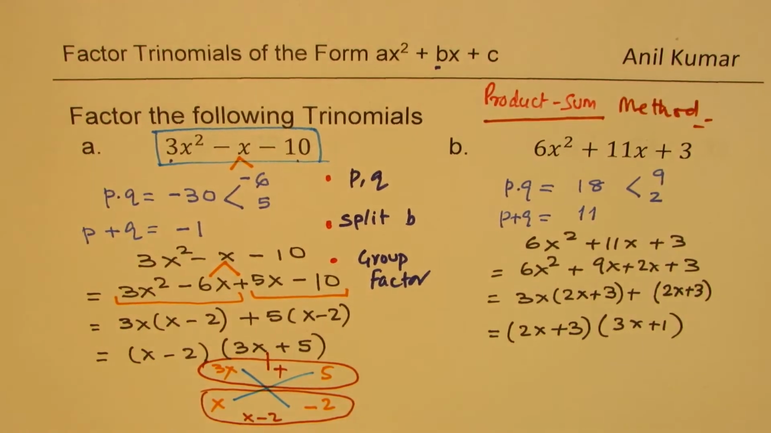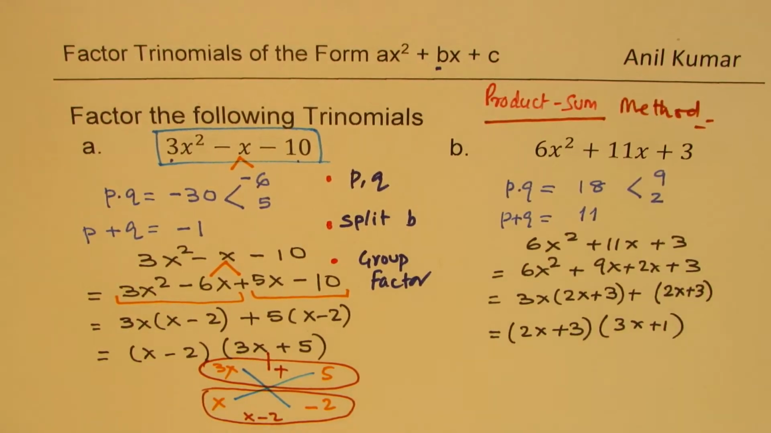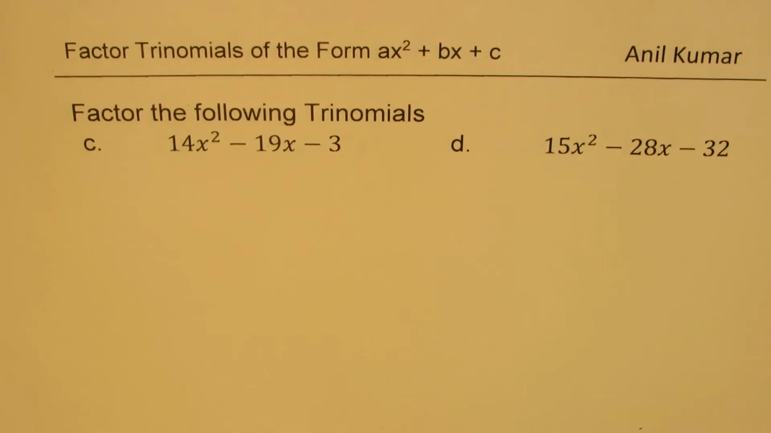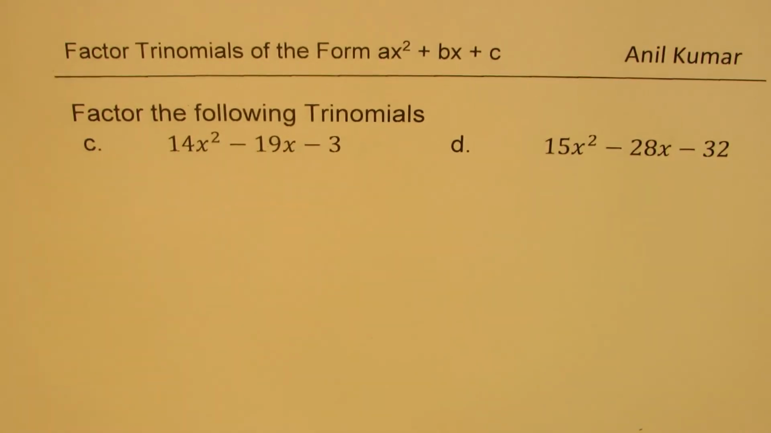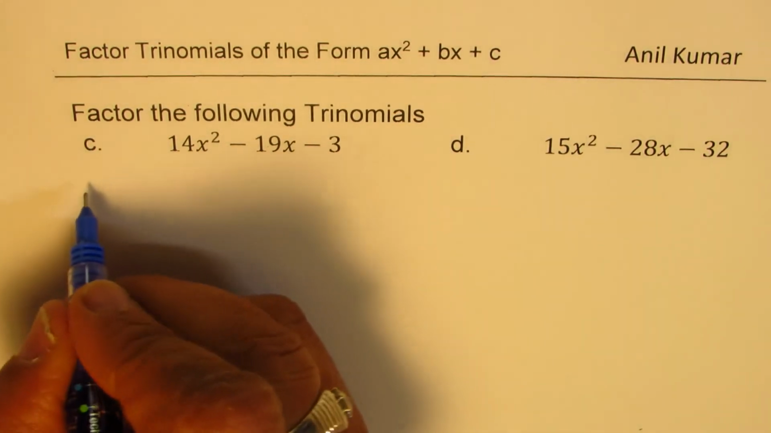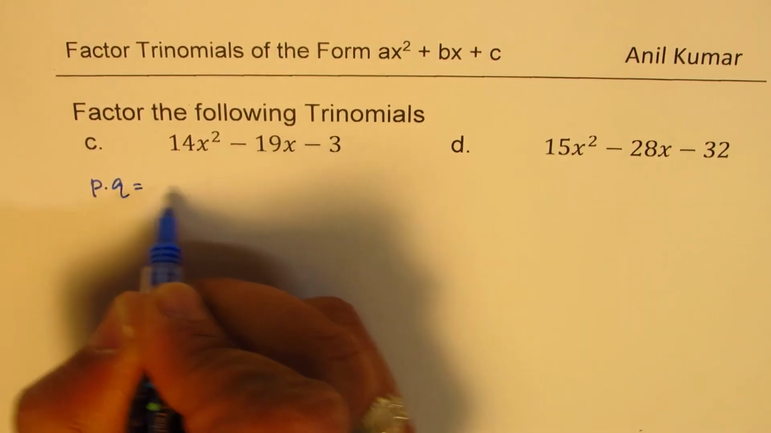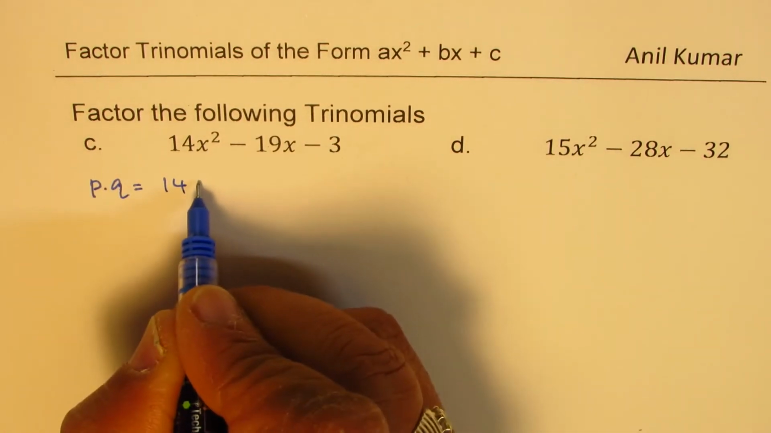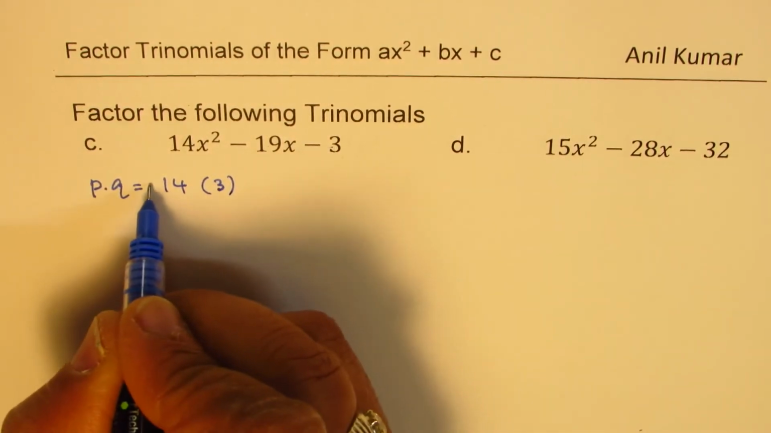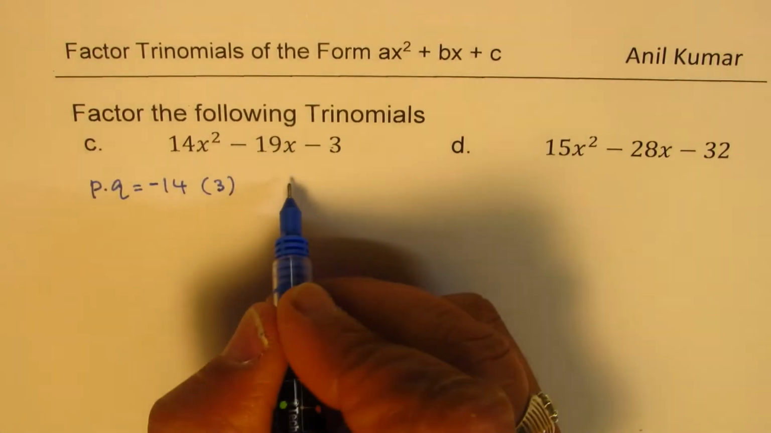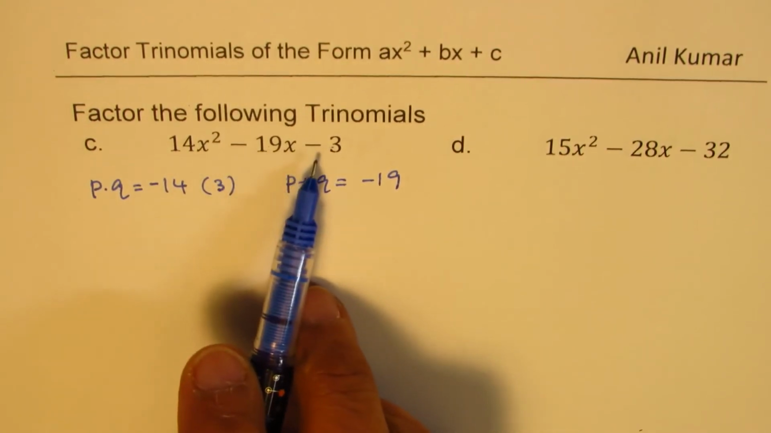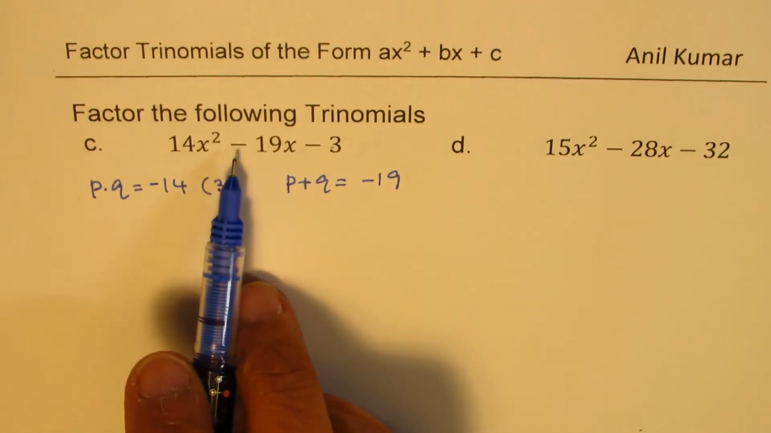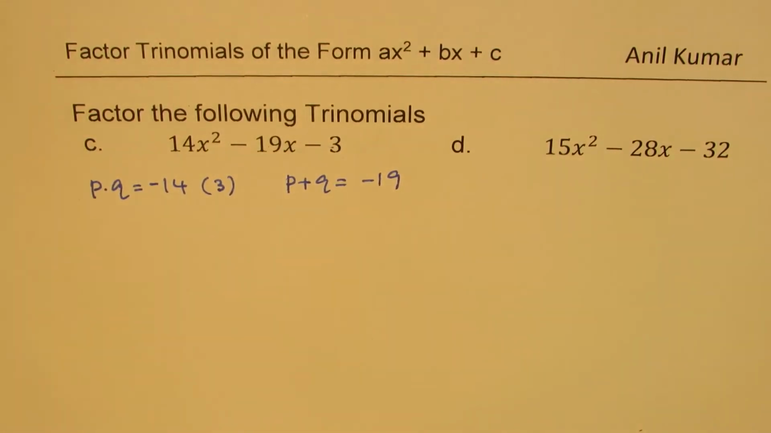And I'll actually discuss how we easily find P and Q for product and sum now. The question now is 14x squared minus 19x minus 3. Now these numbers are slightly bigger, right? So we are now looking for the product of two numbers P and Q to be 14 times 3, and there is a negative, so the product will be negative. And we are looking for their sum to be equal to minus 19. So one of the numbers is positive, the other is negative. The bigger number is negative. How do we get this product and sum?